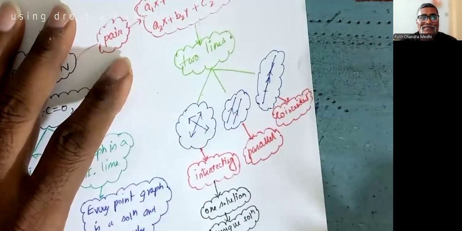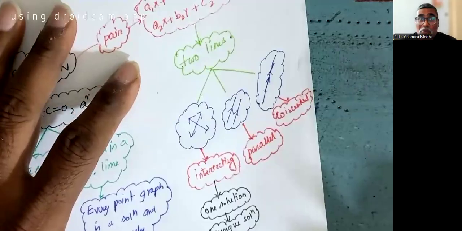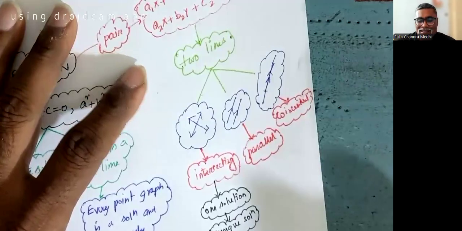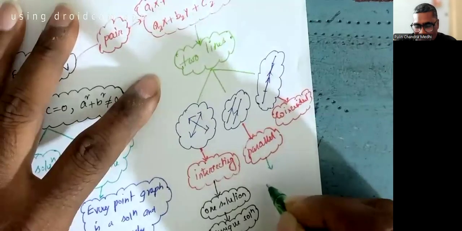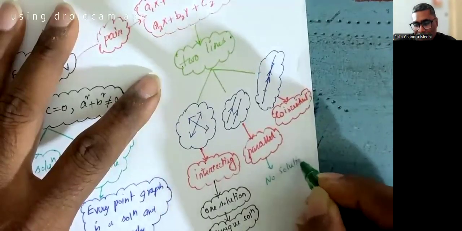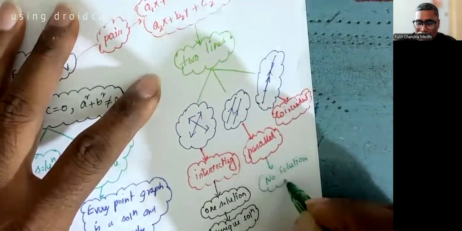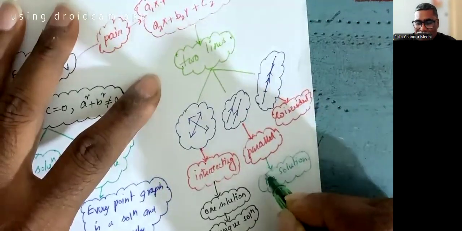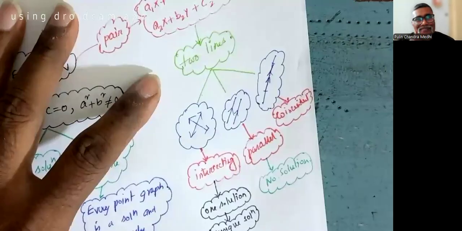There is no point of intersection. There is no common point. It means you are not going to have any solution, any common solution for these particular equations. So we'll write this as no solution. This is the situation where no solution occurs. Absolutely.